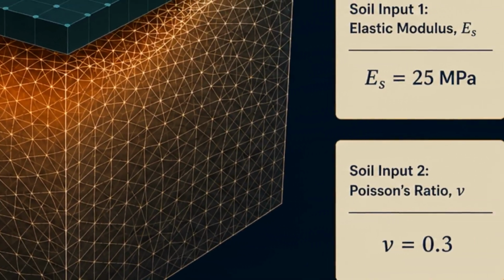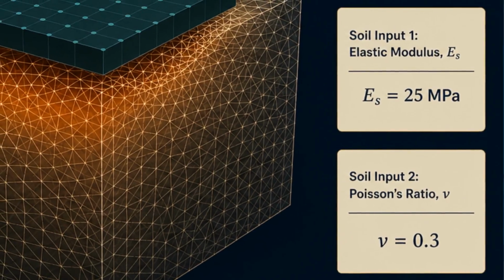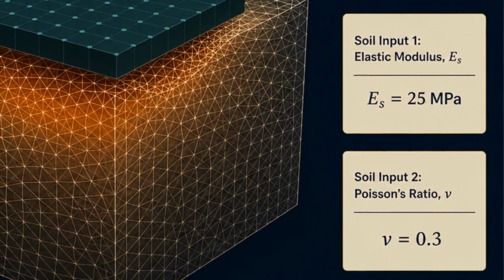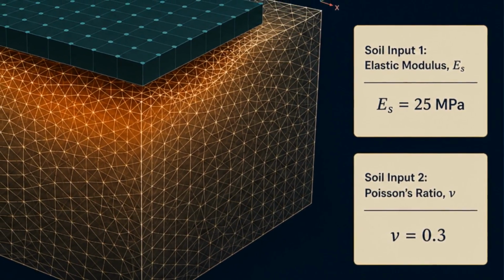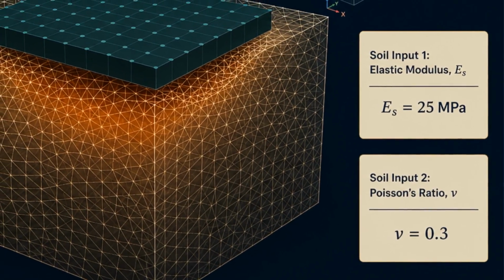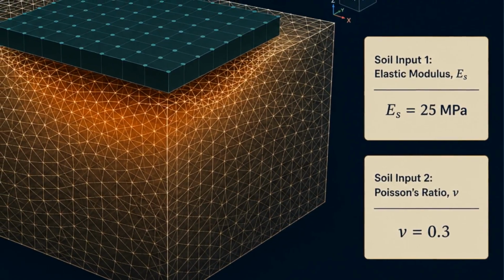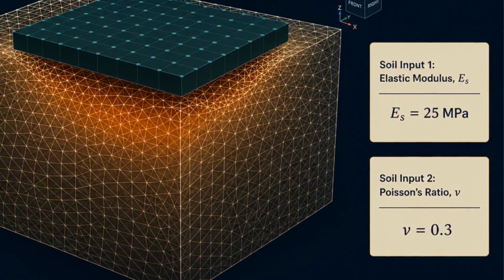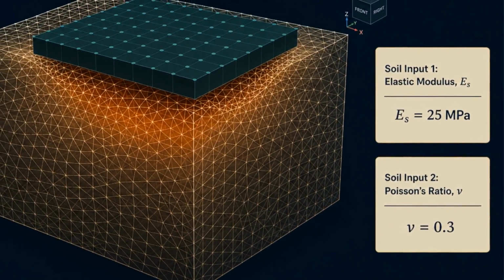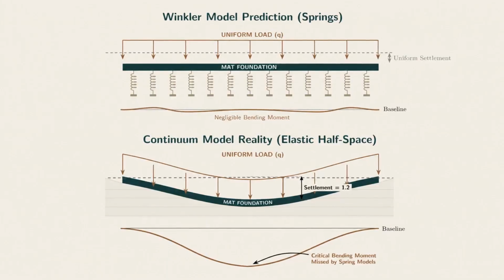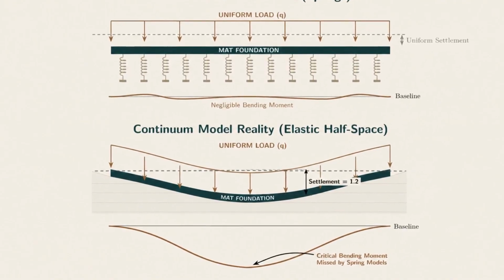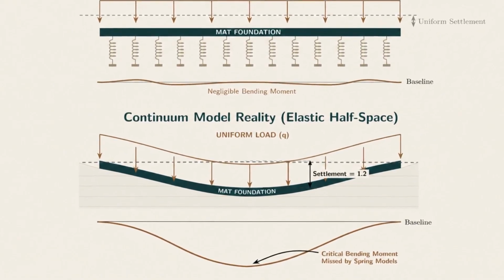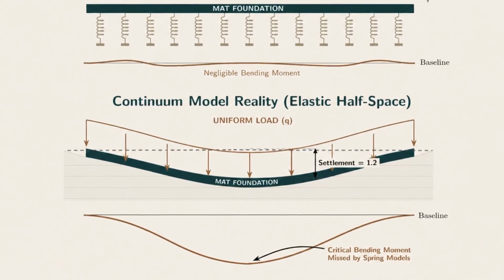We're no longer asking the software to guess the soil's reaction based on a flimsy spring analogy. We are showing the software the soil itself and letting the laws of physics calculate the interaction directly. It's the difference between describing a car by its horsepower alone versus giving an engineer the full CAD model of the engine. This isn't just an academic debate. The choice between a spring model and a continuum model fundamentally changes the calculated behavior of the foundation.